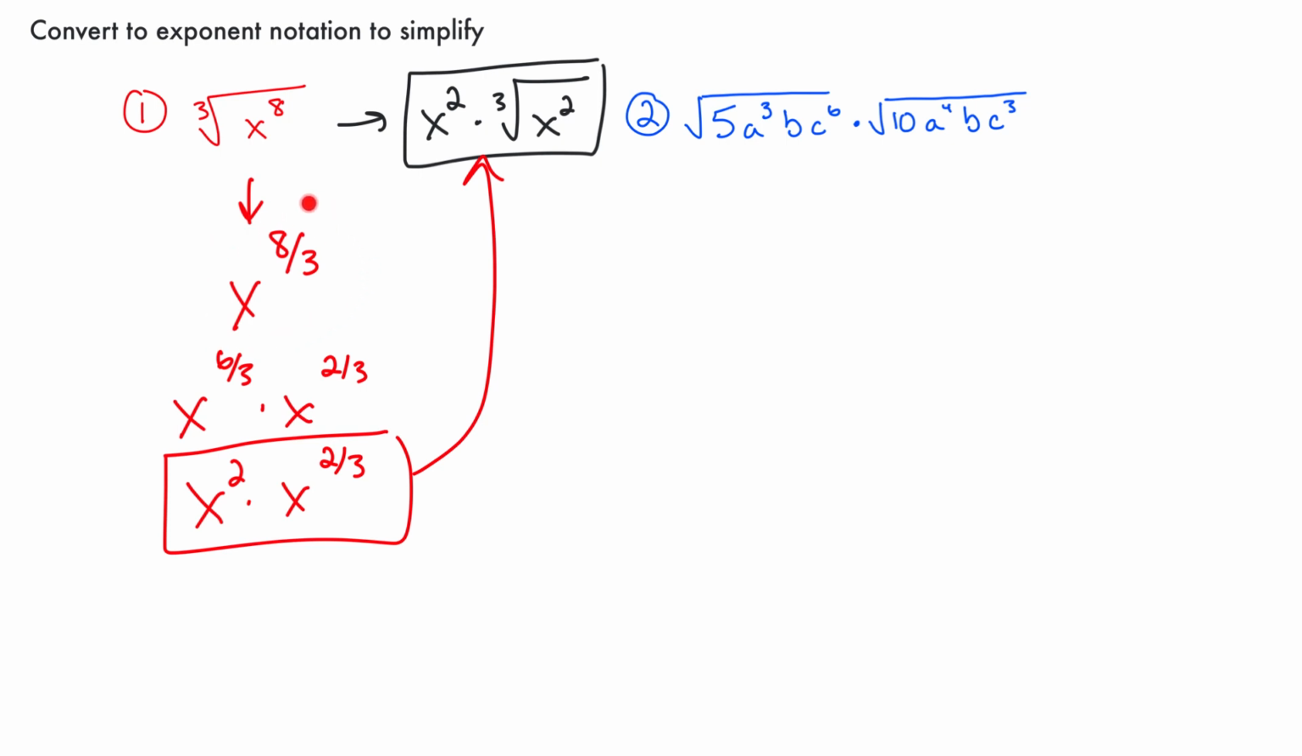Fractions are division. The reason we divide the 8 by the 3 is because that's what happens when you're doing this as a fractional exponent. You're taking the 8 and dividing it by 3. So, problem number 2.